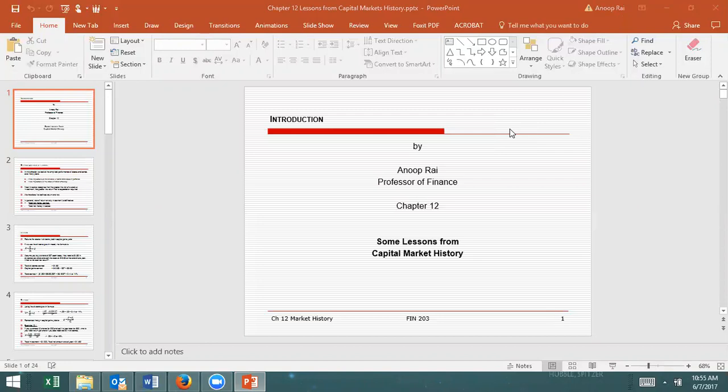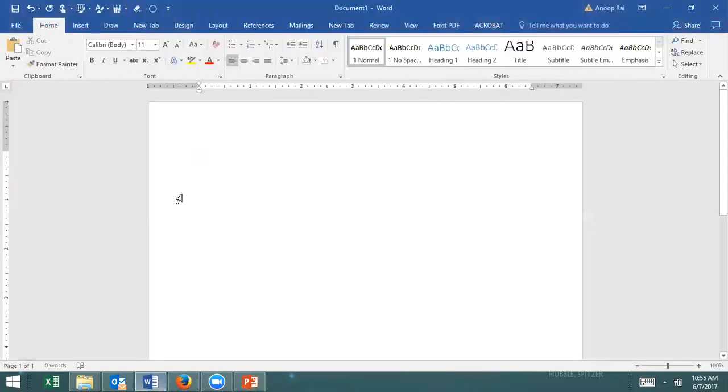Chapter 5 talked about future value, present value. Chapter 6, future value, present value of an annuity. And then once we learned the tools, we applied them in chapter 7 on bonds and in chapter 8 on stocks. So how was the application done?